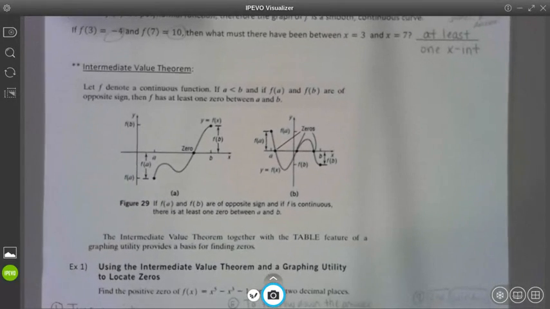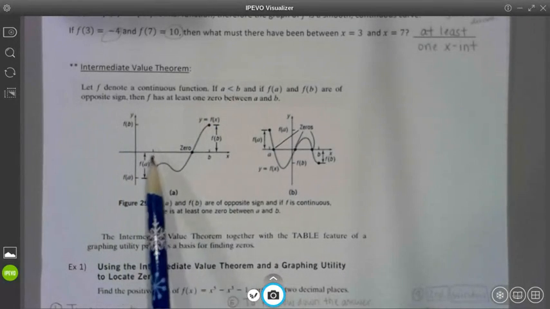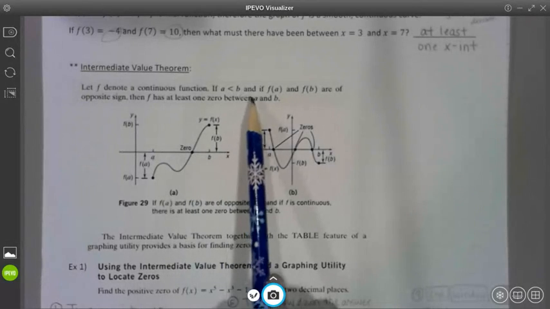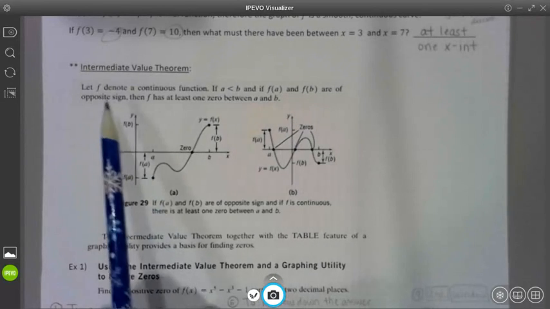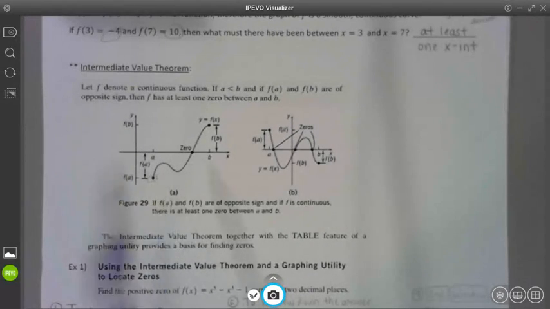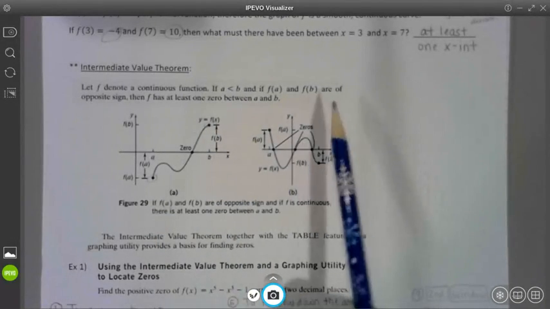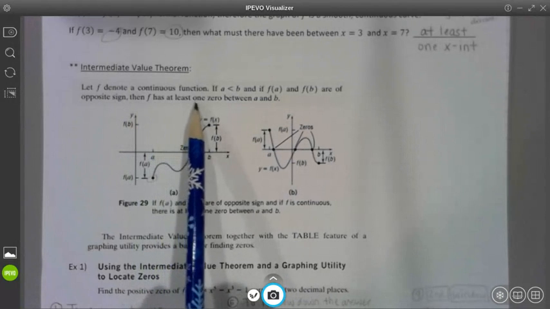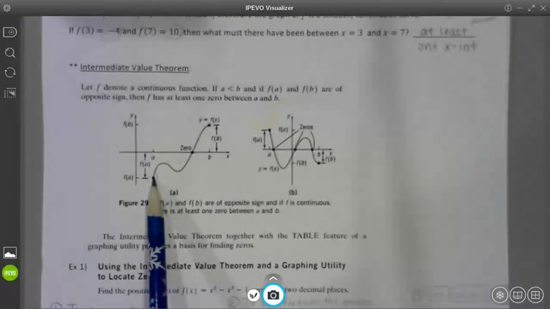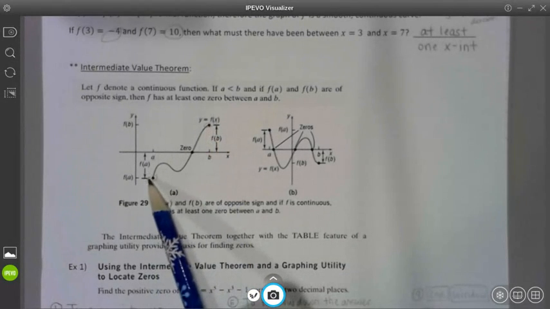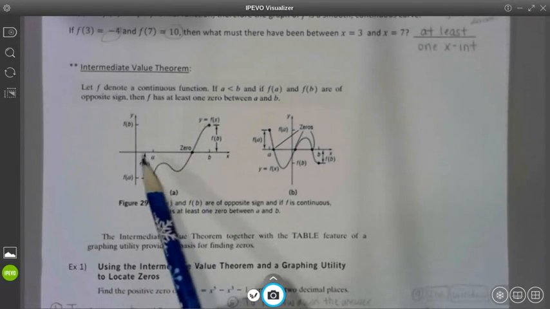Okay, so here's the fancy schmancy definition. Let f denote a continuous function. If a is less than b, so a comes before b on the x-axis, and if f of a, the number that comes out when you plug a in, and f of b are of opposite sign, so they have changed signs, then f has at least one zero, at least one x-intercept, between a and b. So if f of a creates a negative number and f of b creates a positive number, then you know the graph in some smooth continuous fashion is going to cross over the x-axis at least once, somewhere in between a and b.